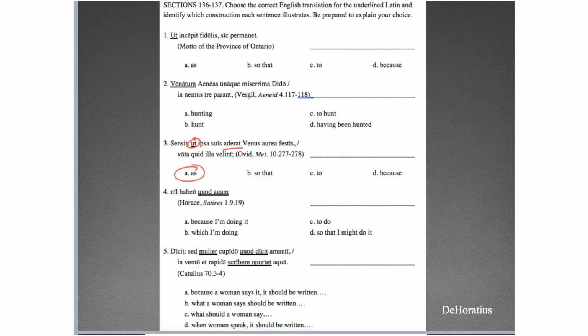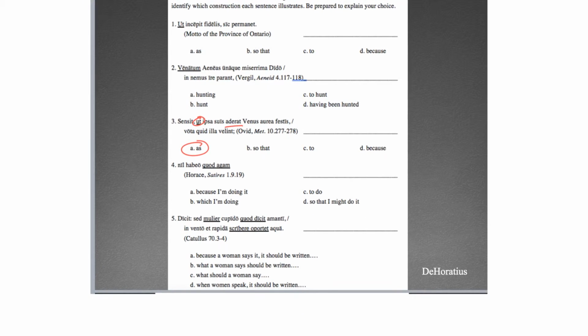All right, skipping down to number 5. Dicit, said mulier cupido quod dicit amanti, invento et rapida scribere apportat aqua. All right, and this is actually an impersonal verb, apportet. All right, because a woman says it, it should be written. What a woman says should be written. Excuse me, when women speak, it should be written. All right. So what a woman says should be written.